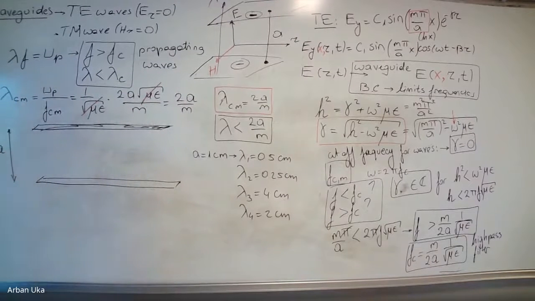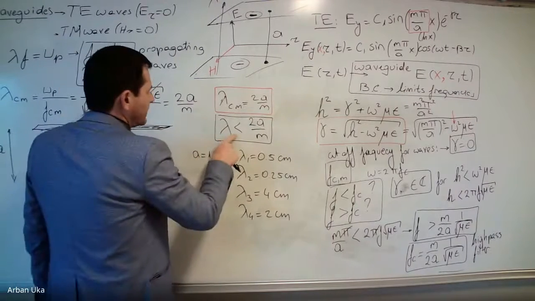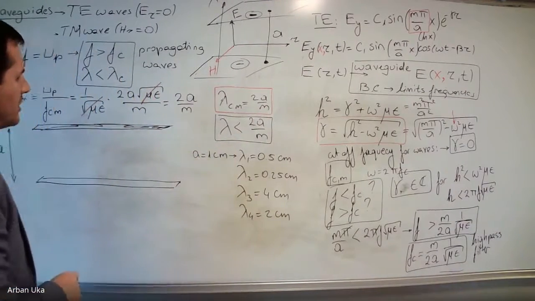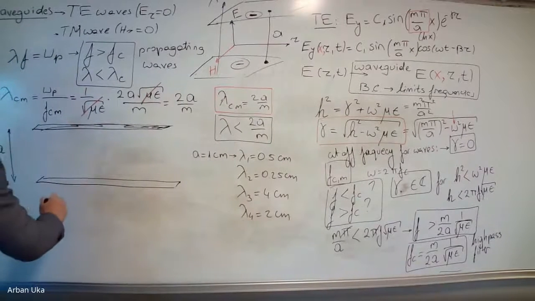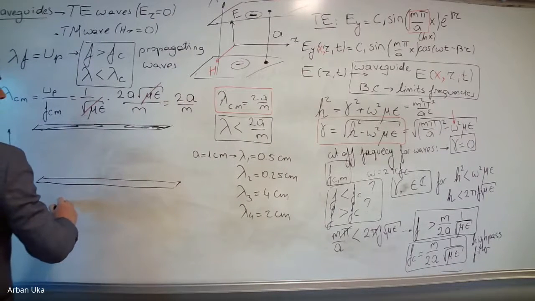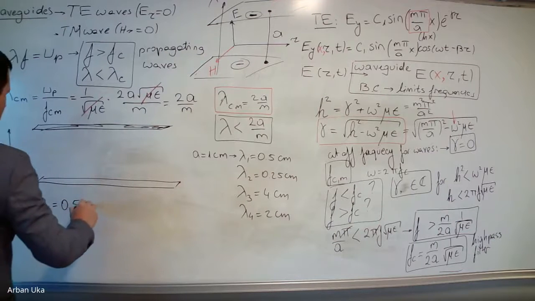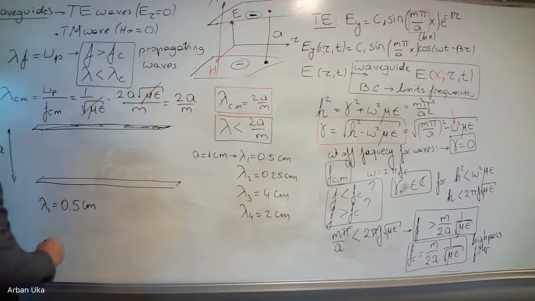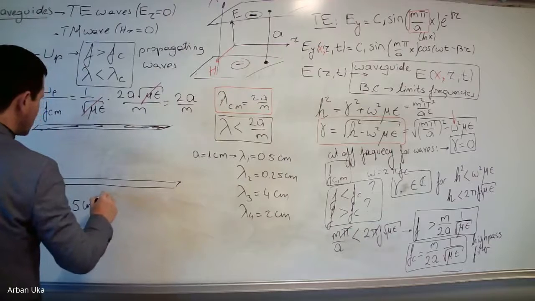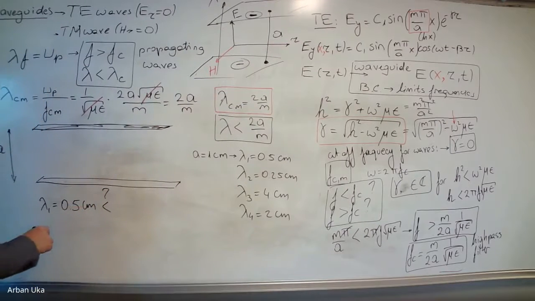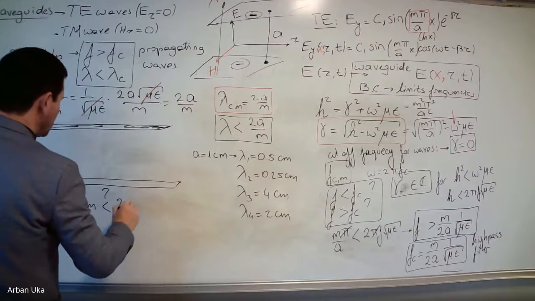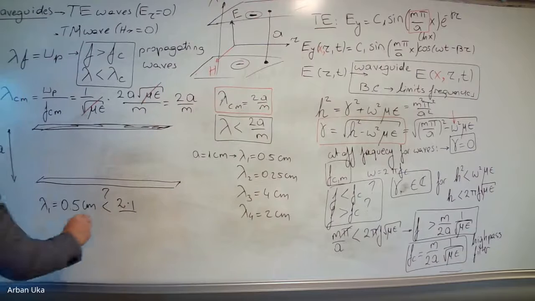Let's have a look. If lambda 1 is 0.5 centimeter, let's look if this one satisfies this condition or not. So maybe it's better if we write it like this. Lambda 1 is equal to 0.5 centimeter, and we have to ask this question. Is 0.5 smaller than 2 times 1 centimeter, which is A, divided by m?